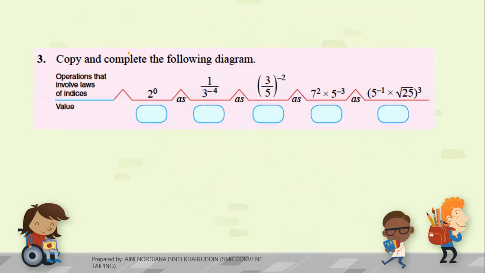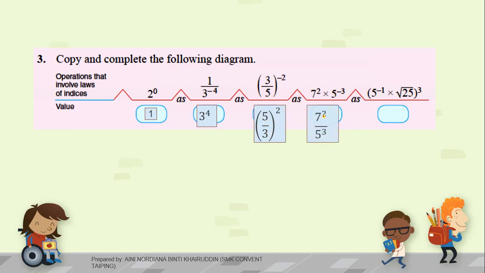Okay, copy and complete the following diagram. 2 to the power of 0 is equal to 1. 1 over 3 to the power of negative 4 is 3 to the power of 4. This one, if you want to change this to positive index form, you just change the position of numerator and denominator here. So 5 over 3 to the power of 2.